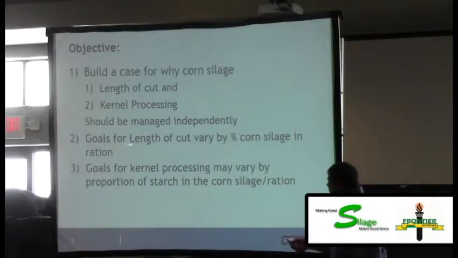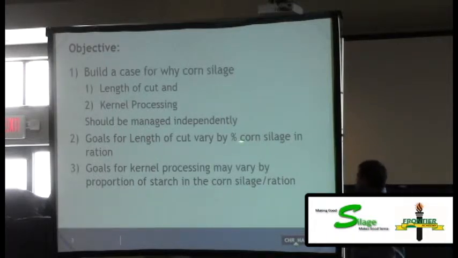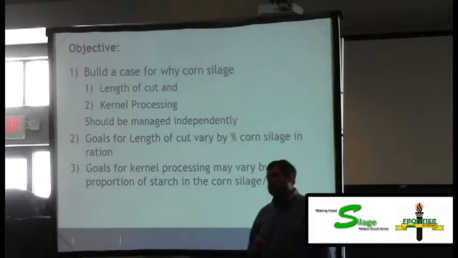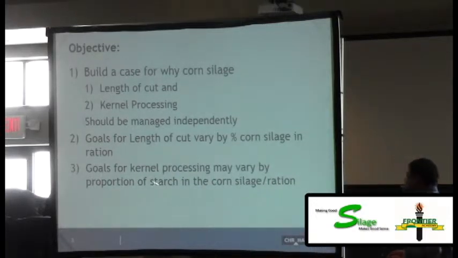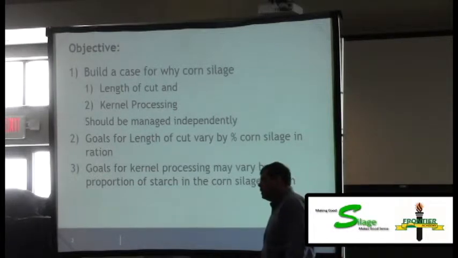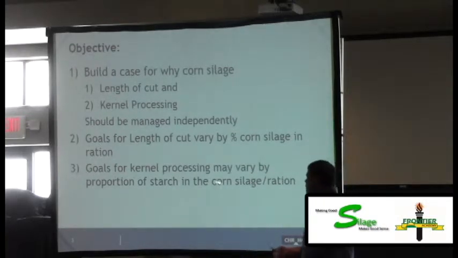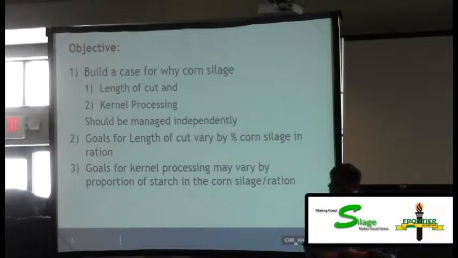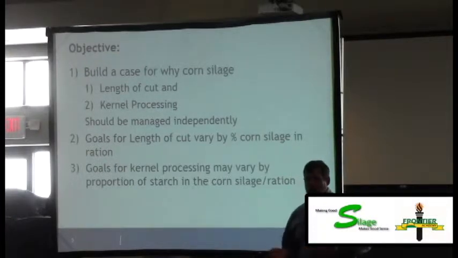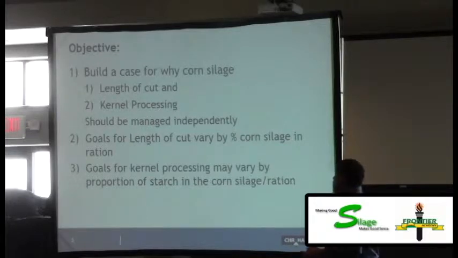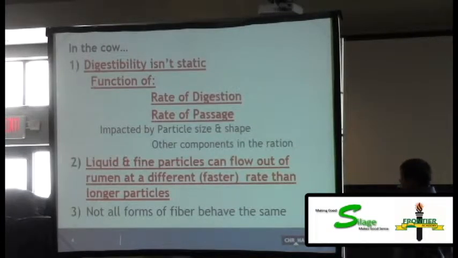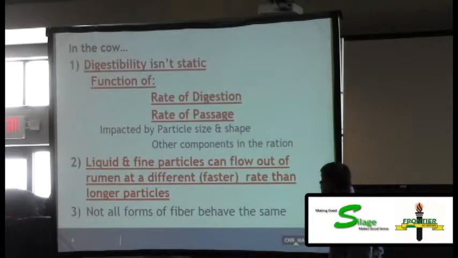And basically what we'll get into is how the goals for length of cut are going to vary primarily by the percent corn silage in the ration or the forage makeup that's in the ration. Whereas our kernel processing score, you're going to want to vary maybe by the proportion of starch that's in that corn silage. In other words, if I've got a 38% starch corn silage, it's a high grain variety or dual purpose, I might want a different kernel processing score on that than I do if I've got a typical 28% starch corn silage. From a nutrition standpoint, if you want to take a nutrition note home, the biggest one here is digestibility isn't a static function.